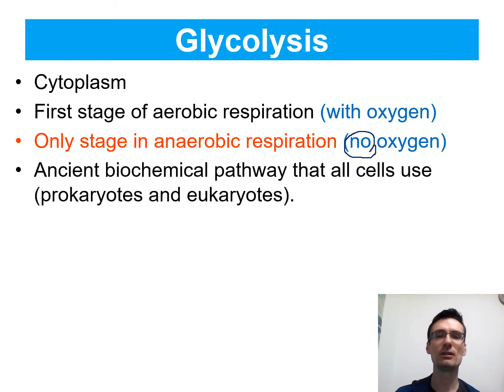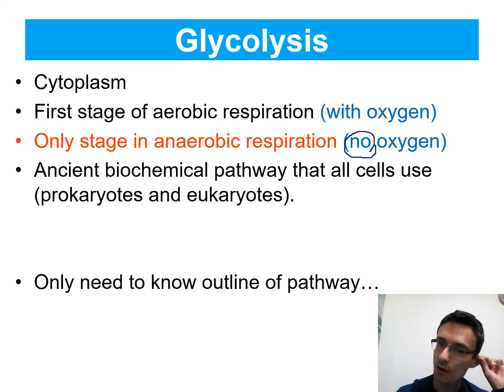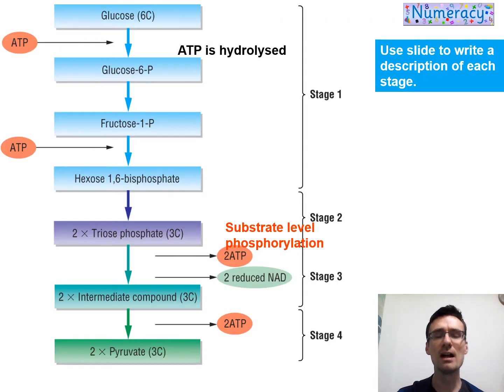It's an ancient biological pathway, so that means all cells, prokaryotic cells, eukaryotic cells, all do it to release some energy from the glucose molecule in the form of ATP, as you're about to find, very little ATP. You only really need to know the outline of the pathway, but I would always suggest being able to draw a flow diagram of it and talking it through and writing it through in detail. So this is probably a slightly more complicated version than you need, but I like this one because if you understand this, you'll understand it all.